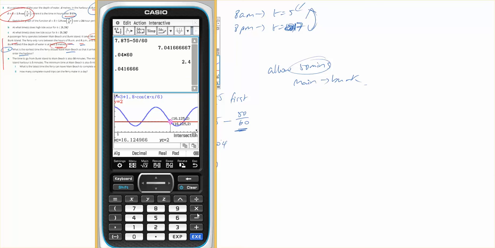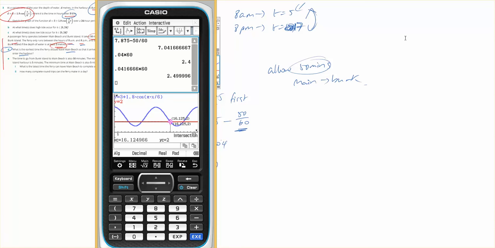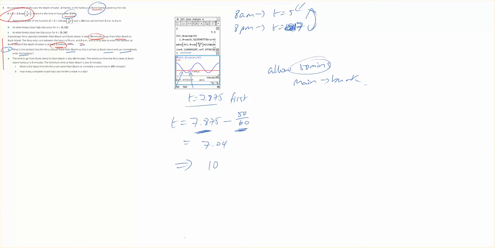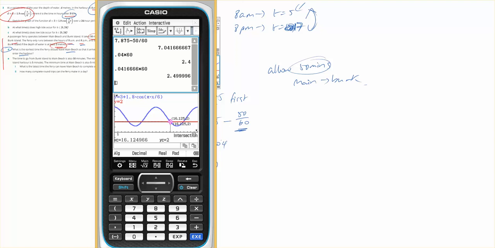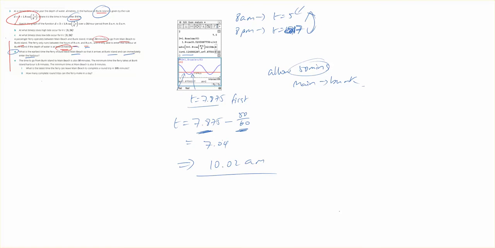Using 0.0411666 times 60 to get a more exact result, it's close to 2, so we round it to 10:02. 10:02 a.m. is the earliest time you can catch the ferry, and that's within our domain, so the ferry is still operating. So 10:02 a.m. is the earliest time you can catch the ferry to go from Main Beach to Bunk Island.